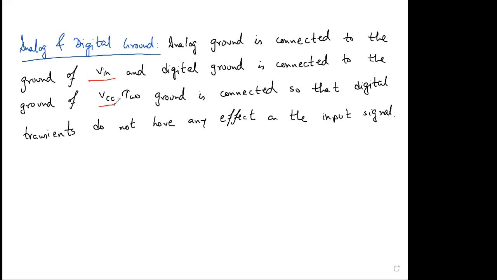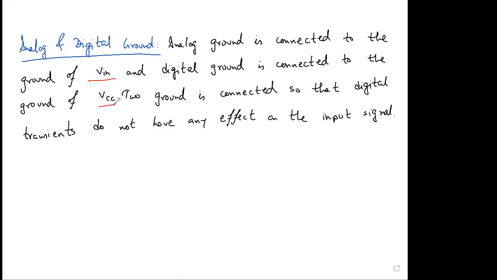So these are two different things. Okay, V in is your analog signal and VCC is either your reference voltage, or you can say it is just used to power up the chip. So these two grounds are different. So the question is why do we need two different grounds? We could have simply connected both the grounds at the same ground terminal.